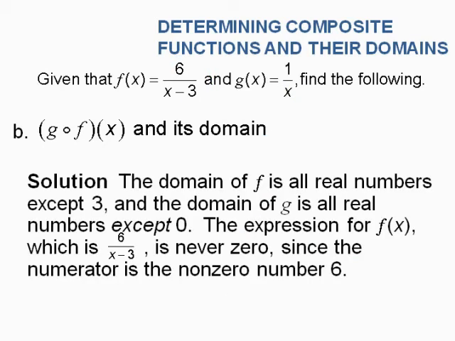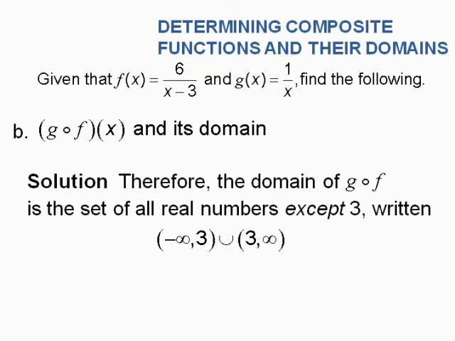All right. Now, given this, it says find the domain of what we just did. Now, the domain of f is all real numbers except 3, up top. And the domain of g is all real numbers except 0. So the expression for f, which is 6 over x minus 3, is never 0, since the numerator is the non-zero number 6. So no matter what number I plug in for x here, now of course I can't plug in 3, it will never be 0 because I have a 6 up here. So that's looking good.